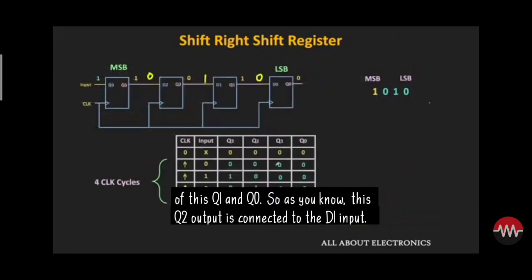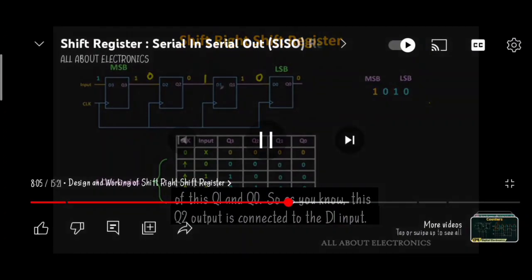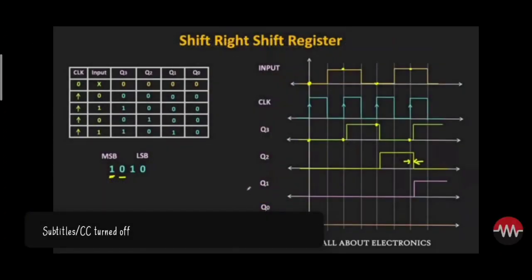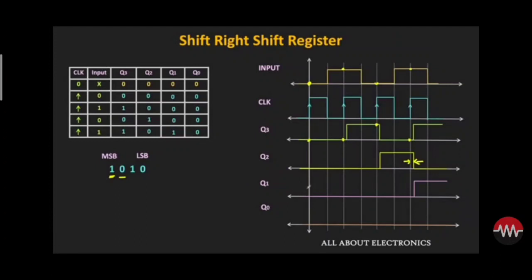So as you know, this Q2 output is connected to the D1 input. That means this D1 flip-flop will respond to the Q2 output. So once again at the first clock edge, since the Q2 is equal to 0, this Q1 will remain 0. Likewise, at the second and the third clock edge also, this Q2 output is equal to 0, and therefore, this Q1 output will remain 0. And at the fourth clock edge, now this Q2 output is equal to 1. Therefore, this Q1 output will also become 1. And once again, it will become 1 only after the propagation delay of the flip-flop. So this is the timing diagram of the Q1 output.